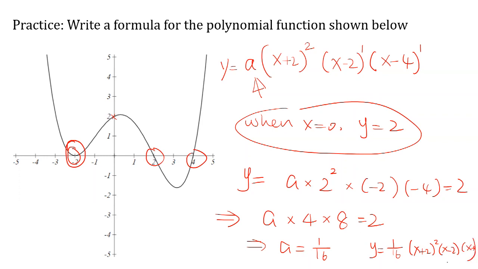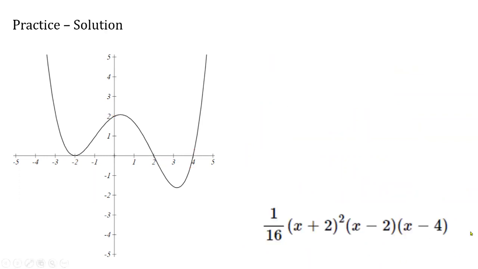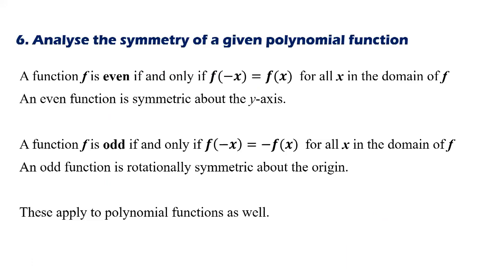multiplied by all the other factors, right? Okay, so the final solution is y could be 1/16 times x plus 2 squared times x minus 2 times x minus 4, right? All right, now you should be able to find the equation given a graph like this. Okay, next let's have a look at how we analyze the symmetry of a given polynomial function.